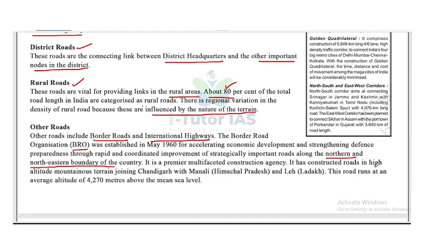It has constructed roads in high altitude mountain terrains joining Chandigarh with Manali, that's in Himachal Pradesh, and Leh, that's in Ladakh. And these roads run at an average altitude of 4,270 meters above the mean sea level. Okay, so that is the border roads and international highways.